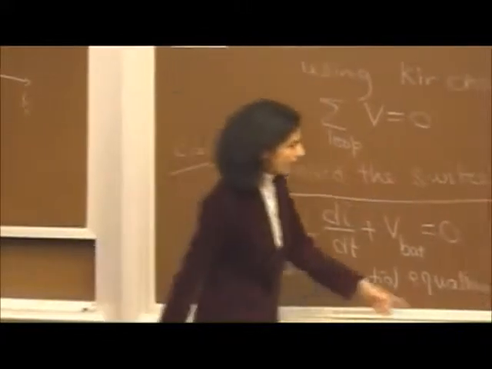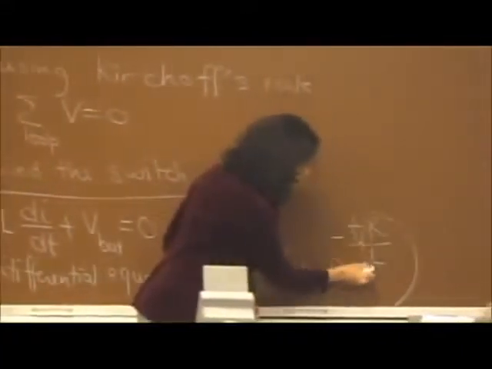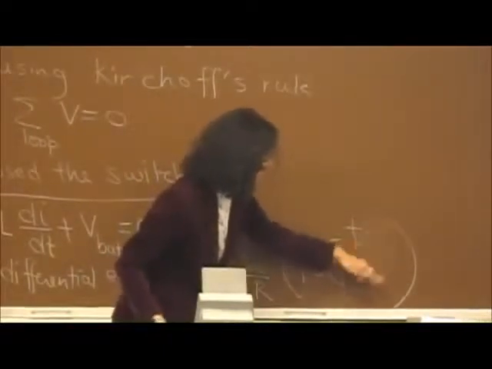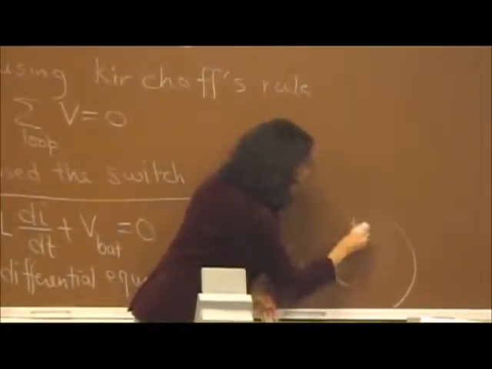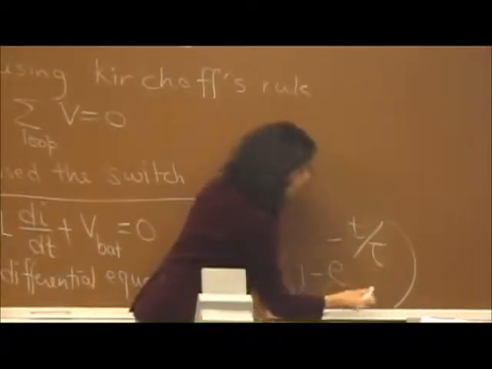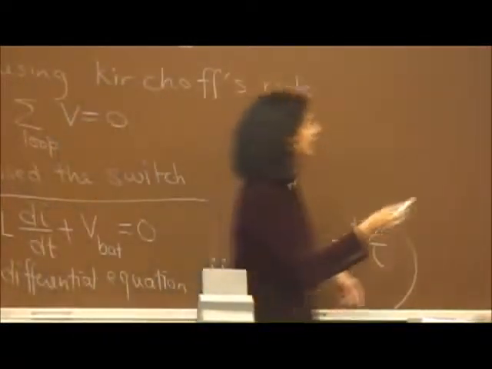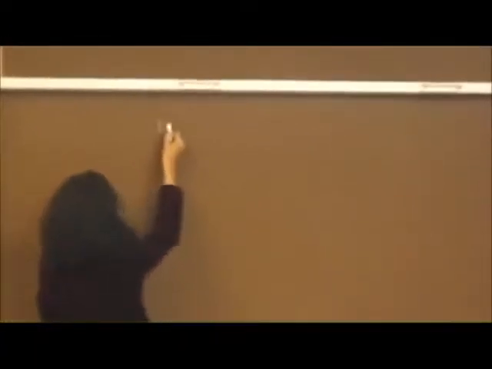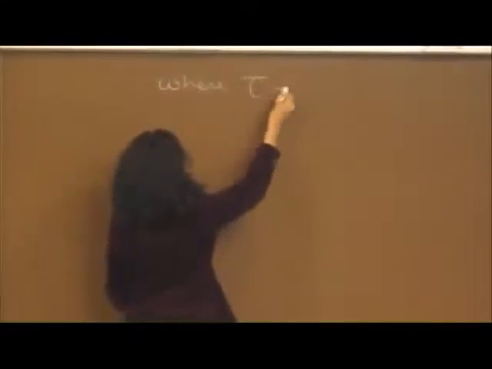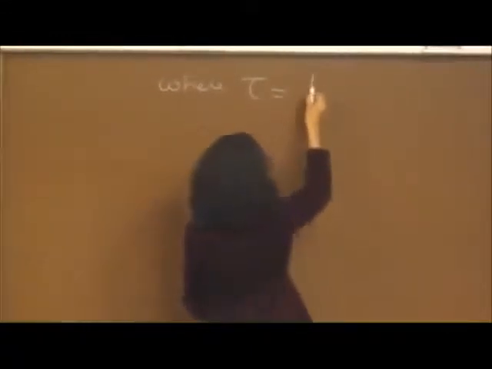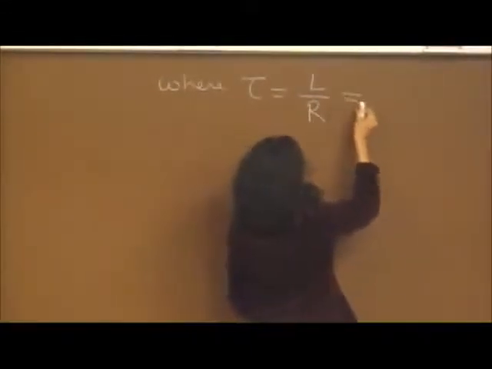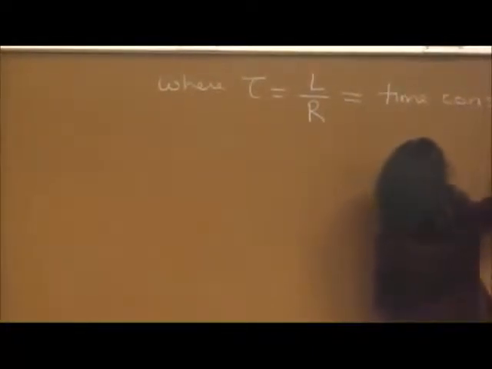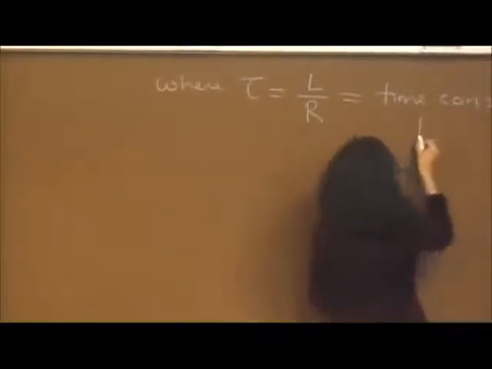This is what it turns out to be. And by the way, this thing R over L can be given a shorter name if you like. I can write it like this: this is T divided by tau, where tau is equal to L divided by R. This is called the time constant of an LR circuit.